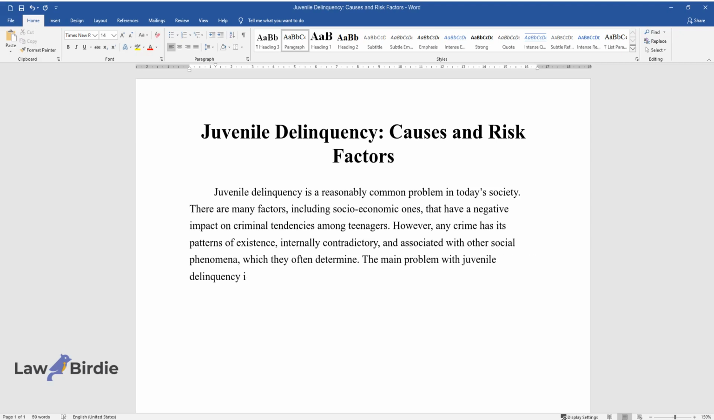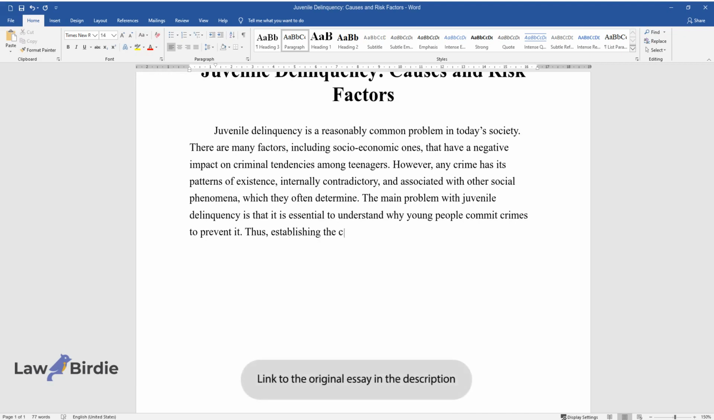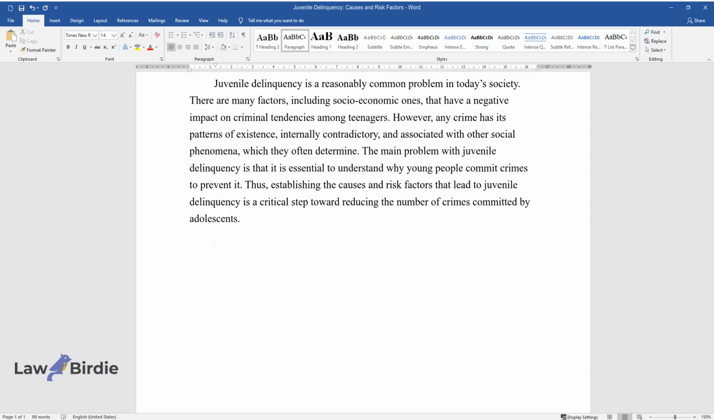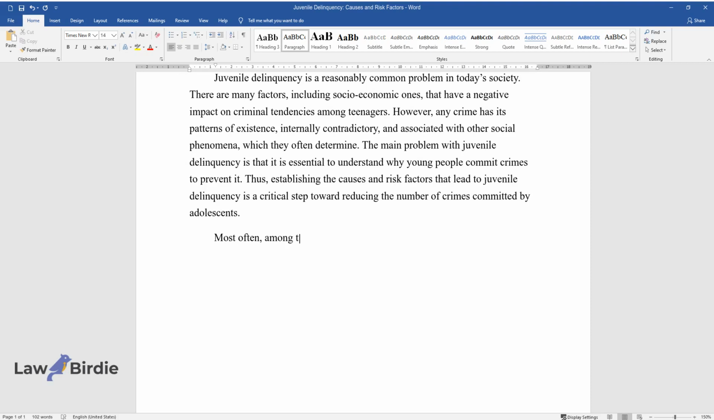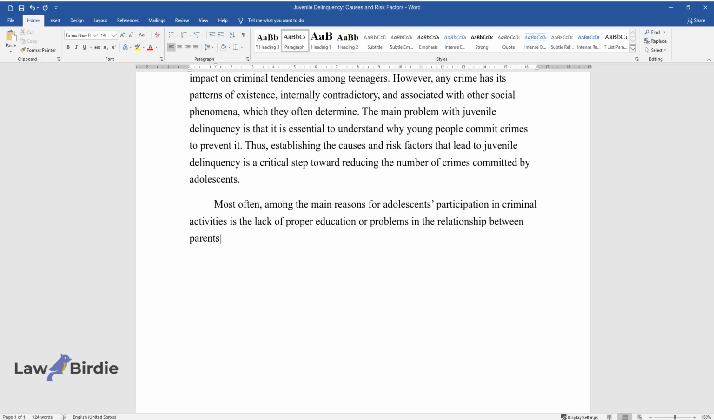The main problem with juvenile delinquency is that it is essential to understand why young people commit crimes to prevent it. Thus, establishing the causes and risk factors that lead to juvenile delinquency is a critical step toward reducing the number of crimes committed by adolescents. Most often, among the main reasons for adolescents' participation in criminal activities is the lack of proper education or problems in the relationship between parents and children.